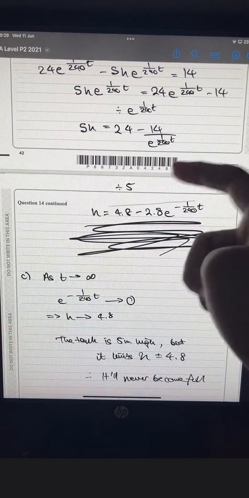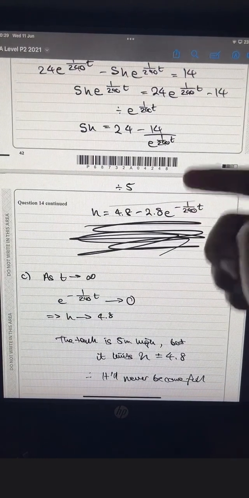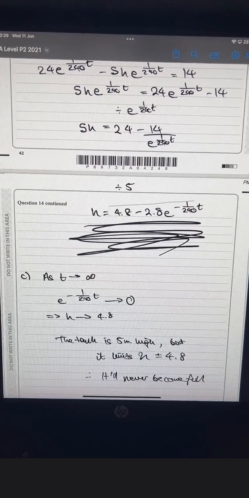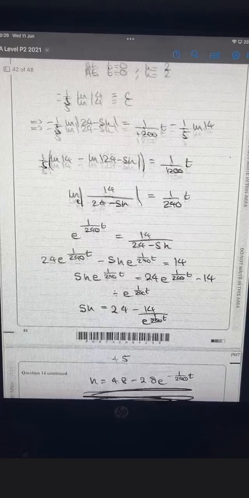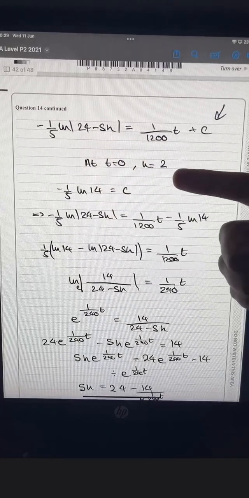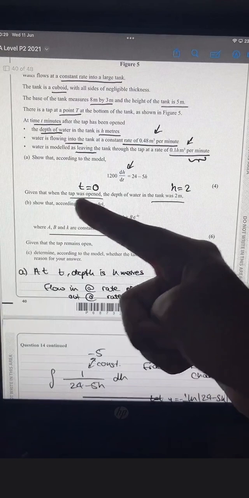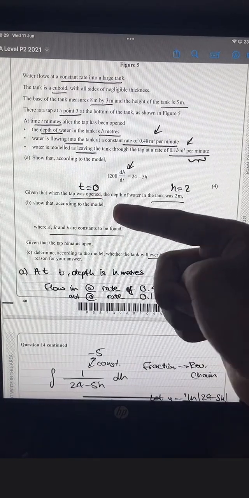How do you get what C is? Okay, I'm going to answer the questions in order. So how do I get what C is? Well, I need to use boundary conditions, right? They have told me in the question, there. Given that when the tap was open, that's T equals 0, the depth of the water and the height is 2 meters. Notice H is in meters, right? So that's why H is 2.